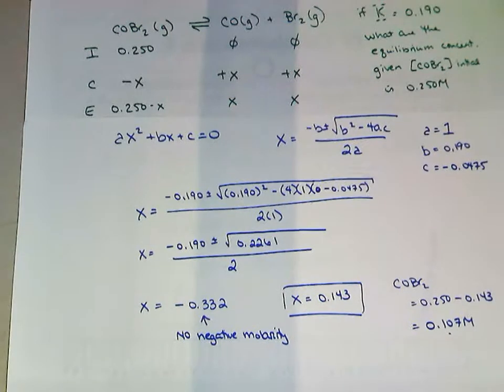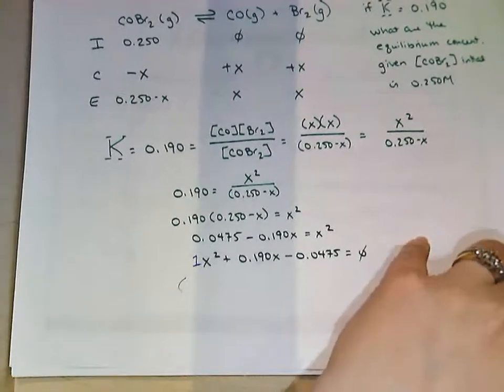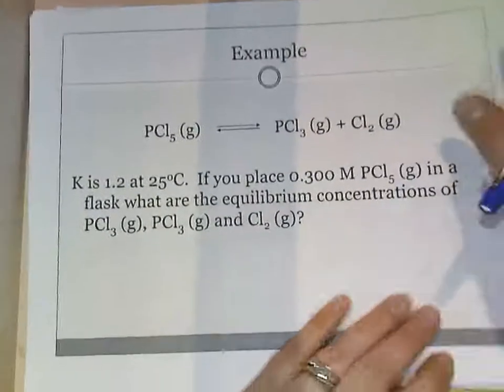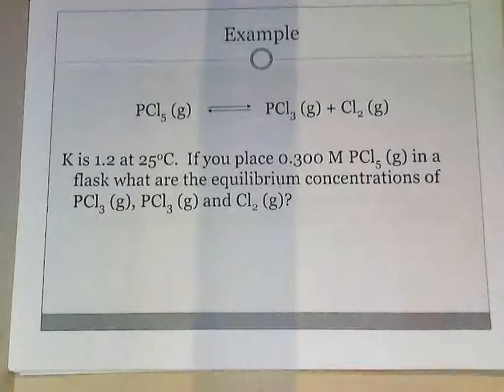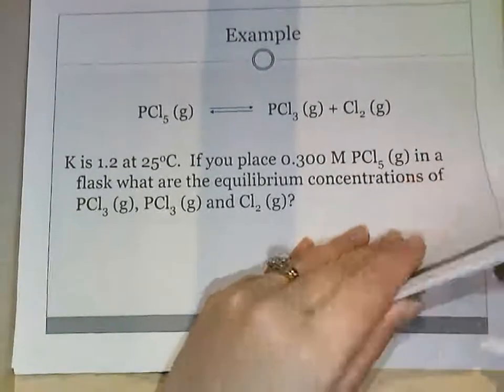All right, so let's do another one. Let's say I have PCl5 in equilibrium with PCl3 and chlorine gas. Again, we're going to make an ICE chart using this information given and find these new equilibrium concentrations.